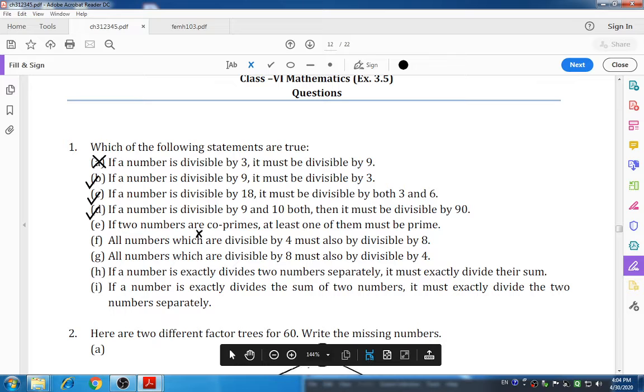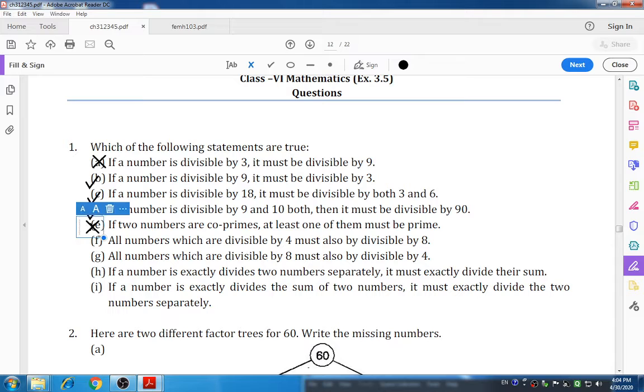If two numbers are co-prime numbers, what are co-prime numbers? Numbers which have only 1 as a common factor. At least one of them must be prime. No, both should be prime. So this statement is wrong. All numbers which are divisible by 4 must also be divisible by 8. Is it correct? What is the table of 4? 4 ones are 4, 4 twos are 8, 4 threes are 12. But 12 is not divisible by 8. So this statement is wrong.